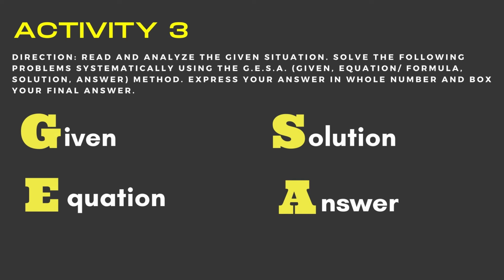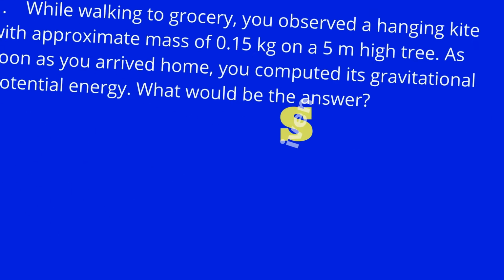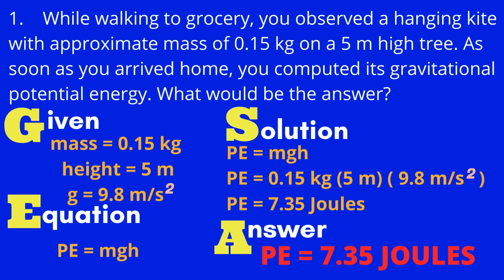For activity number 3, read and analyze the given situation. Solve the following problem systematically using GESA. Given, equation or formula, solution, and the answer method. Express your answer in whole number and box your final answer. You have 15 minutes to answer activity 3.